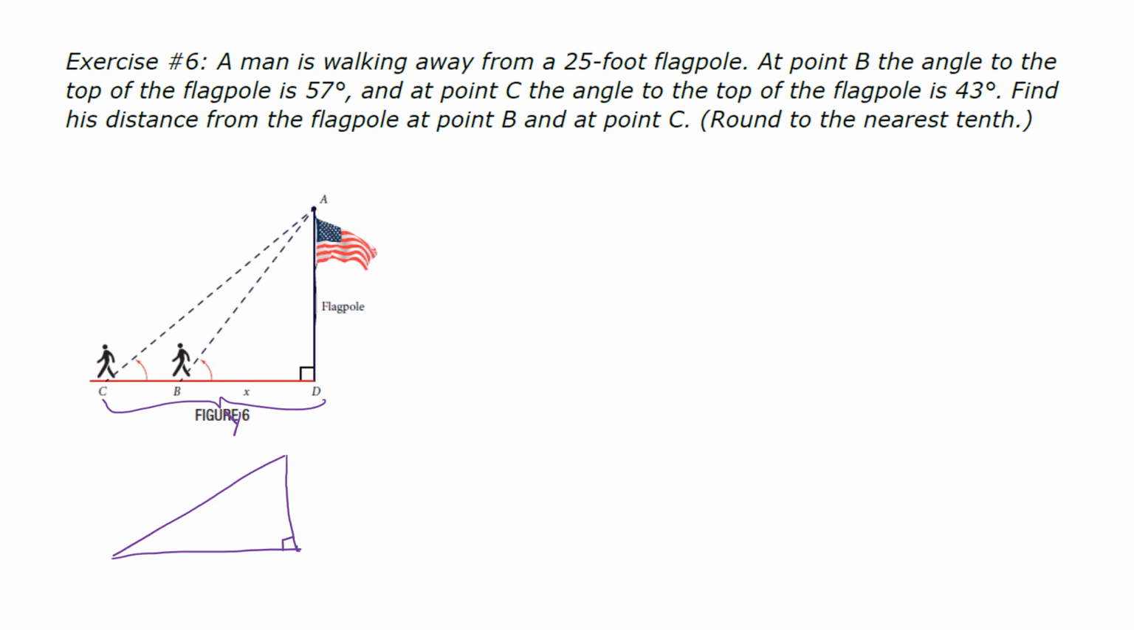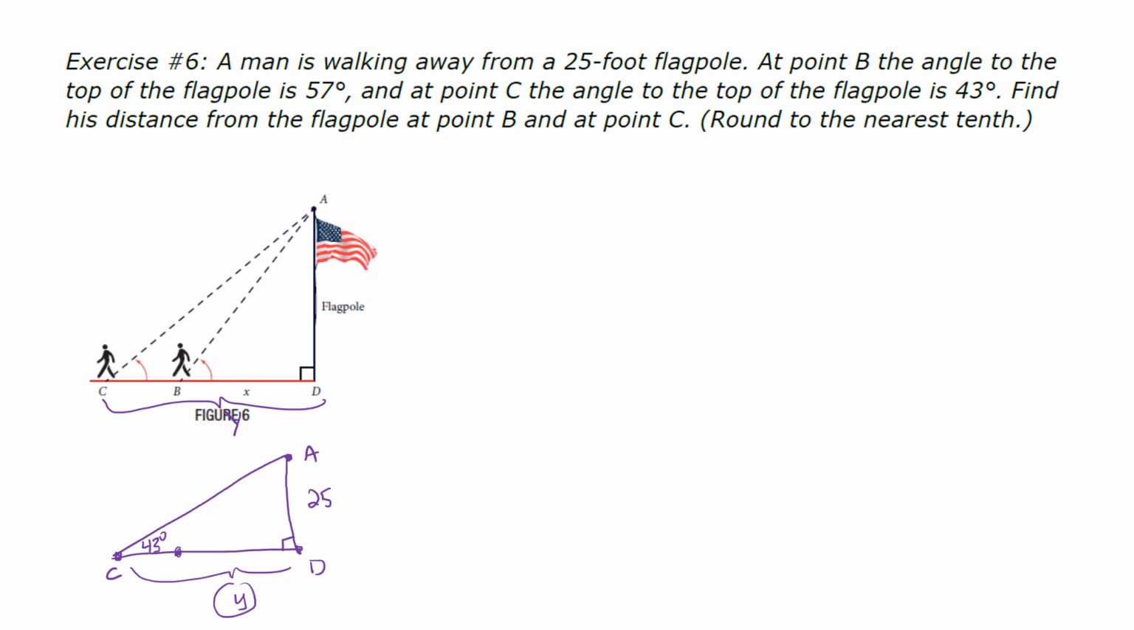So if we were to draw that triangle out, we got a right triangle here, D, A, this is C. We know the angle is 43 degrees, okay? And we know the flagpole is 25, and we now want to find y. So B is in here, but we want this whole distance, and that's y, okay?